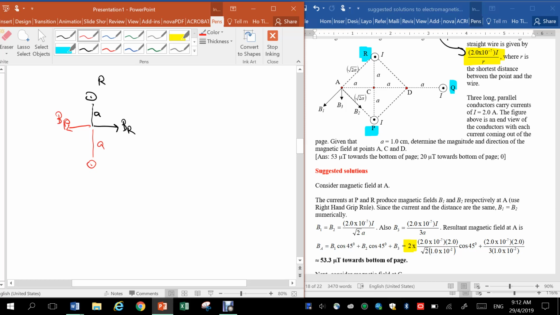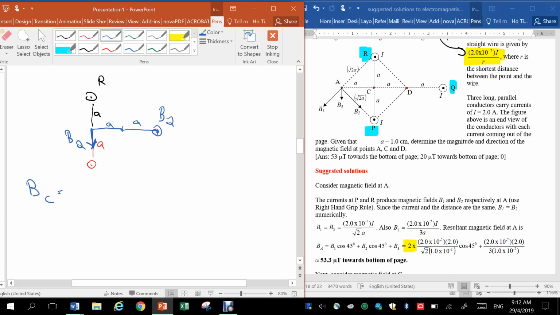Equal distance, equal in current. These two will cancel each other. So we don't really have to care about them. So all we have to do is to care about the B field due to Q, distance of A, another distance of A, and this is Q. The B field due to Q points down. So the B field at C is actually pretty easy.